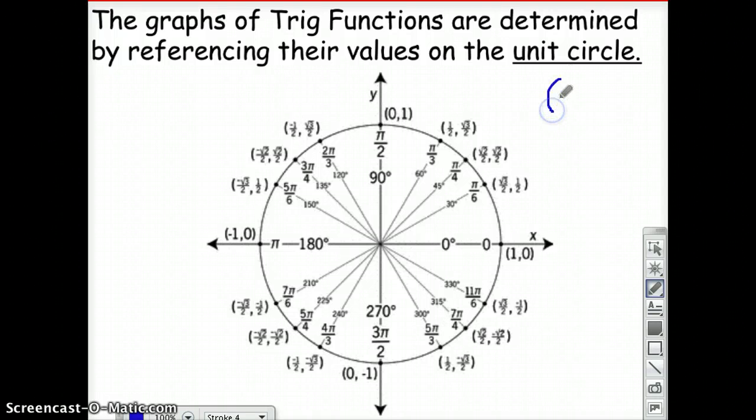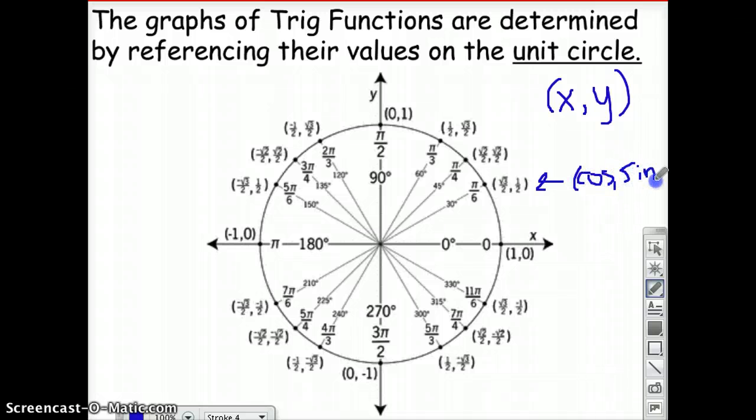Keep in mind that these special reference angles in the unit circle, these x, y points, the x values represent the cosine, and the y values represent the sine. So all of these numbers are cosine, sine. So hopefully you knew that already.